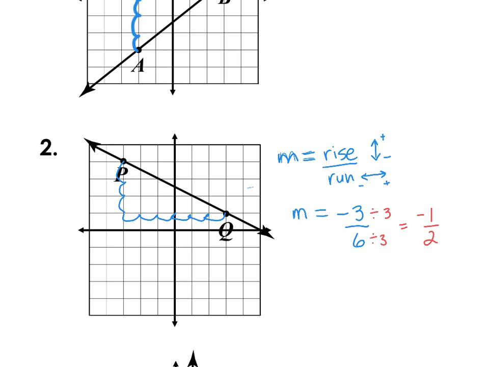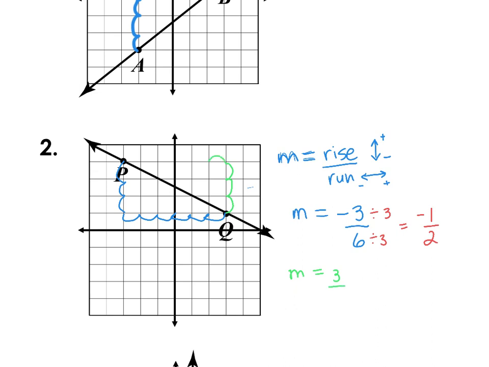Okay, I'm going to do this in a different color because I'm going to show you that it doesn't matter which one you start with. So if I go from Q to P instead, I'm going to do this in green so that you can see it. I'm going to go up 1, 2, 3.